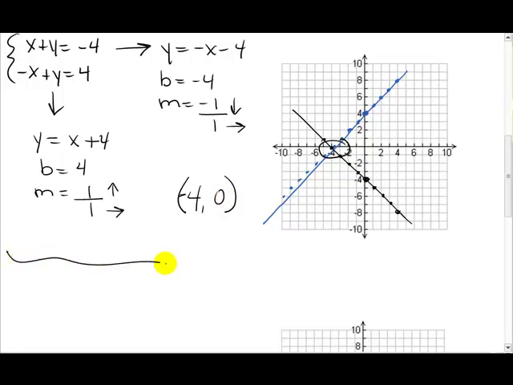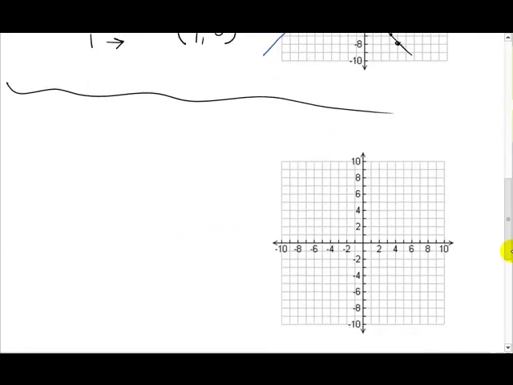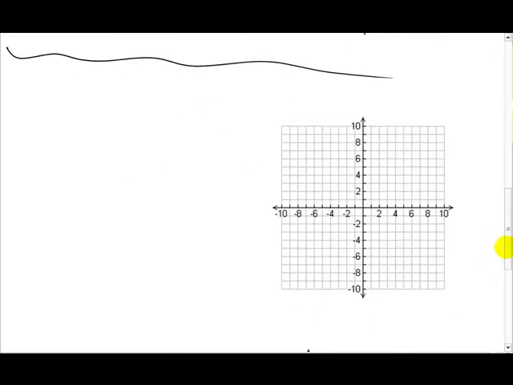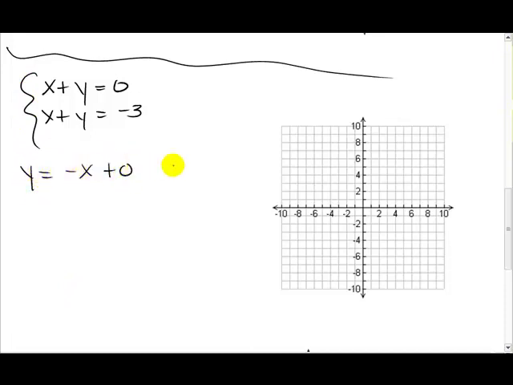Okay, let's look at another type of answer for these. Remember when we were solving equations, we could get a no solution or all real numbers, and so we want to see what this looks like. Okay, first thing I need to do is rearrange. So I'm going to take the first one, y equals -x plus 0.